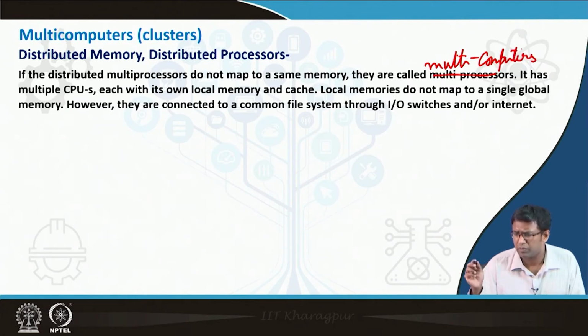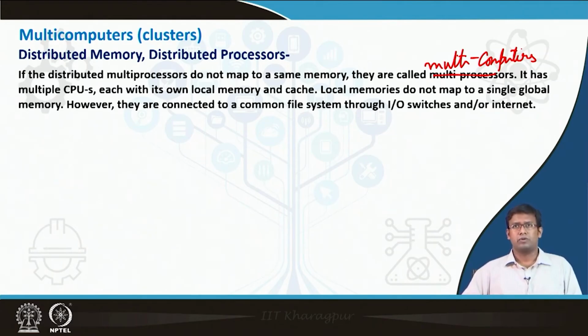That means multiple computers connected together through an interconnect network switch. It has multiple CPUs, each with its own local memory and local cache. Local memories do not map to a single global memory, however they are connected to a single common file system through an IO switch and the internet, and through an interconnect network they can share some data from one processor to another.